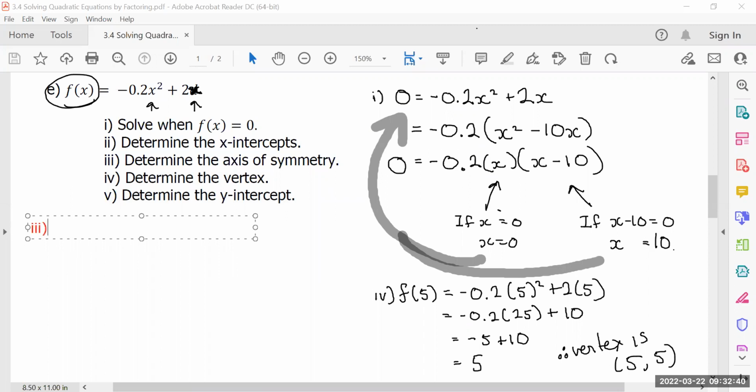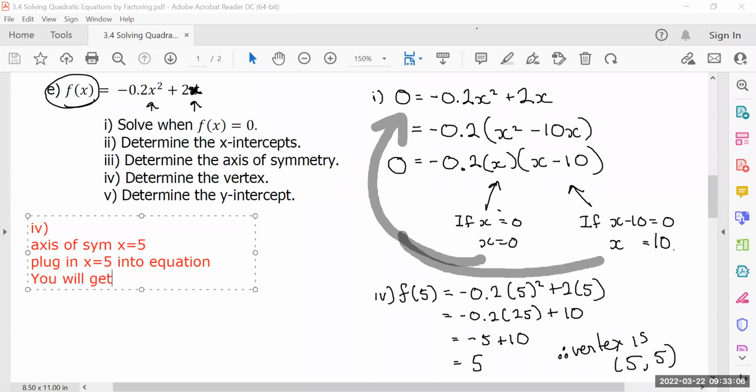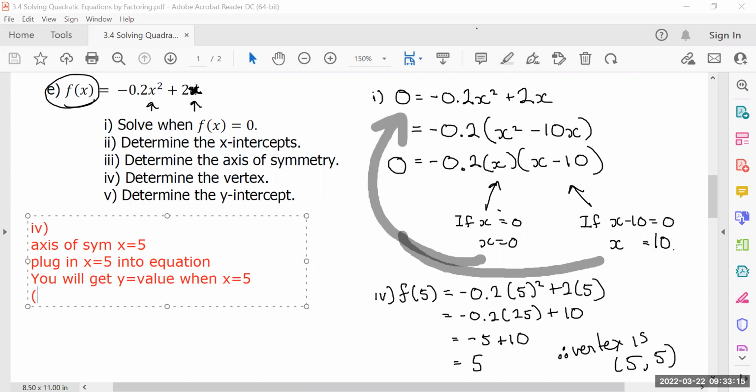Just the steps. Okay, so part 4. The axis of symmetry is x equals 5. Plug x equals 5 into the equation. When you do, you will get the y value when x equals 5. In other words, find the point 5 comma y.